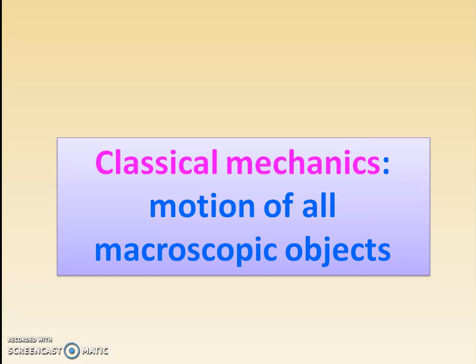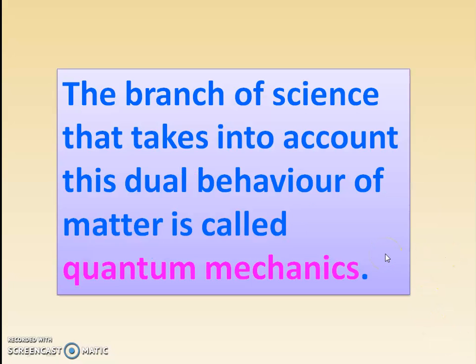Now, what about microscopic objects like electrons, atoms, molecules? So for that, a new branch of science deals with the study of such microscopic objects, and that branch we call quantum mechanics. So it is the branch of science that takes into account the dual behavior of matter. So what is this dual behavior? Matter's dual behavior: particle nature and wave nature. Particle-like properties and wave-like properties. This dual behavior is studied in the branch called quantum mechanics.